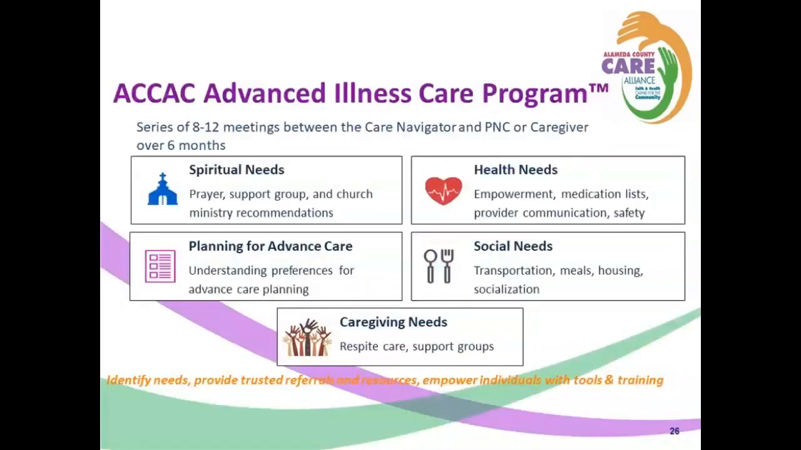So the Alameda County Care Alliance Illness Program is a series of 8 to 12 meetings between a care navigator, that's our champions or our care navigators, and the person needing care and caregivers. It's over 6 months, and the visits are by phone. They used to be in-person visits, but with the COVID-19 situation, we now do virtual and phone visits. What you see here is our focus of 5 cornerstones, and they represent a holistic approach to our care involving the mind, the body, the social, and the spiritual.